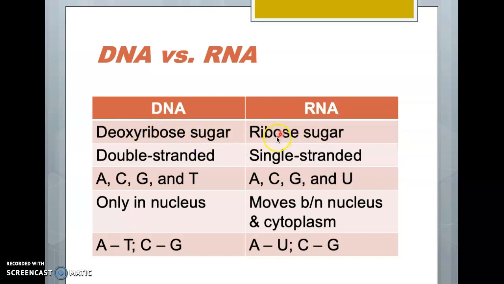In DNA, the four bases are adenine, cytosine, guanine, and thymine. In RNA, uracil replaces thymine.